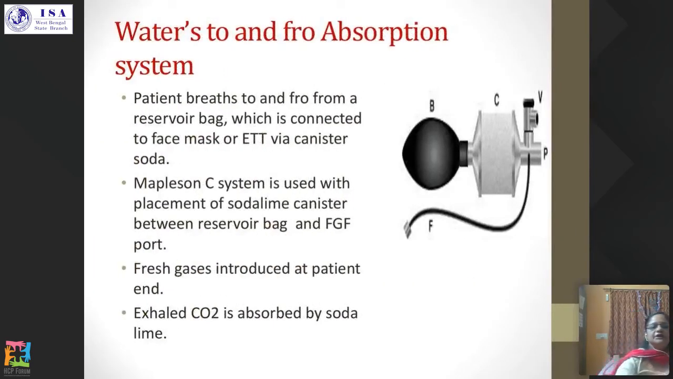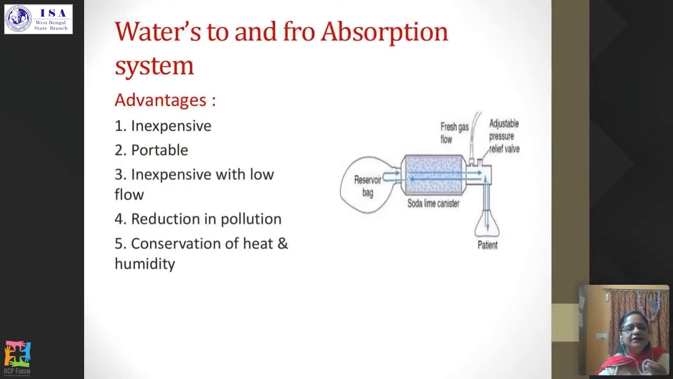Now, the Waters to and fro absorption system. The patient breathes to and fro from a reservoir bag, which is connected to the face mask and ETT via the soda lime canister. Here it is the canister, here it is the reservoir bag, and this is the patient end. It is a Mapleson C system. You can see there is no limb, the long tube is absent here, and fresh gas is introduced at the patient end. This is the fresh gas going to the patient end, and exhaled CO2 is absorbed by the soda lime. It has a few advantages and disadvantages. The advantages are that it is inexpensive, portable, etc.